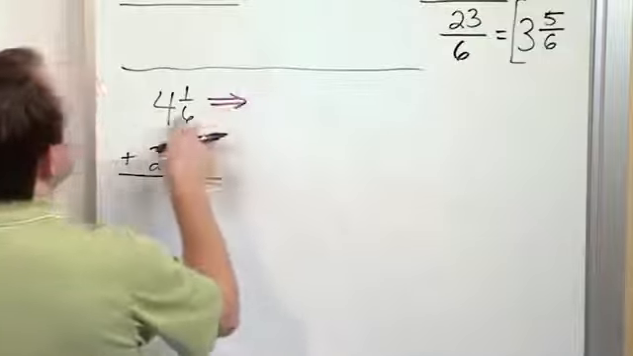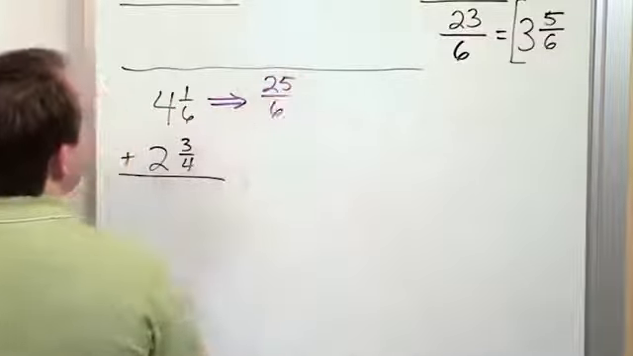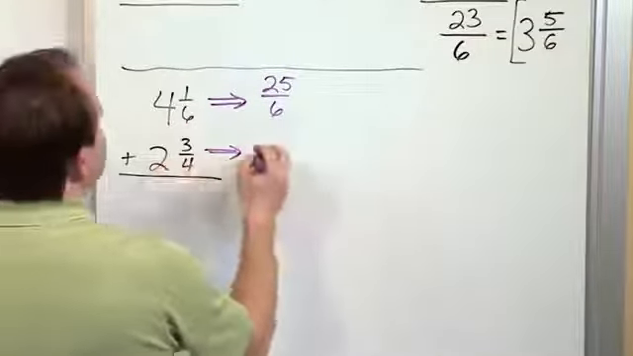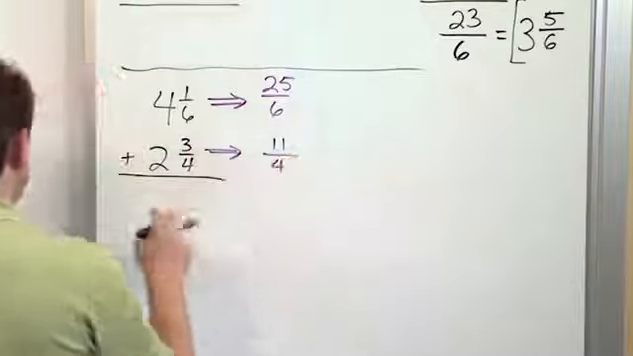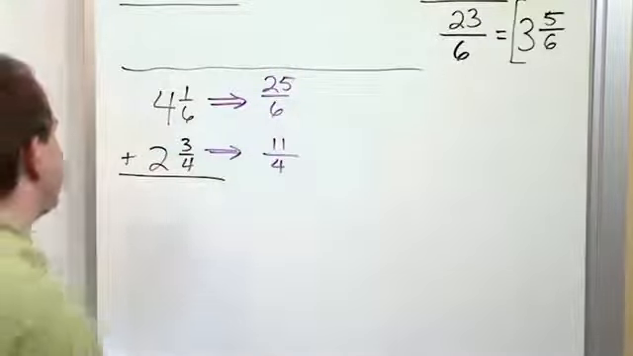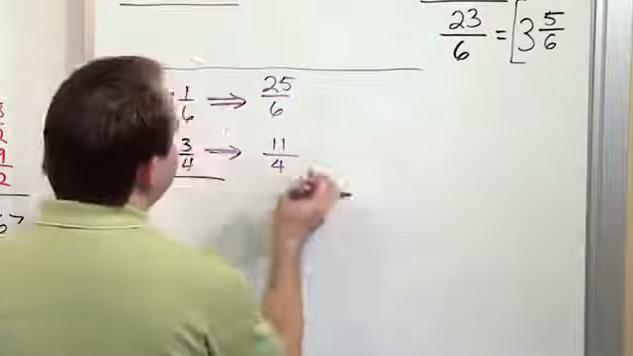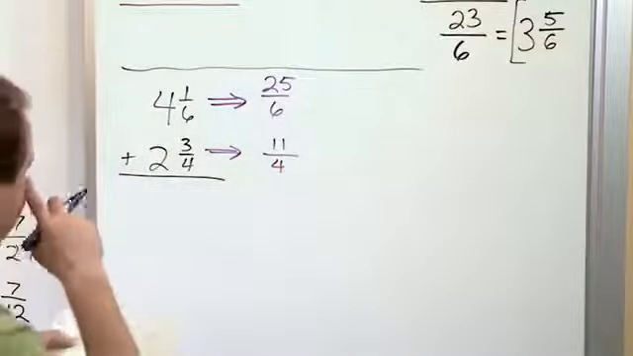This one, 6 times 4 is 24 plus 1 is 25, and we make it over 6 because that's a 6. This one goes 2 times 4 gives me 8 plus 3 gives me 11, and we make it out of 4 because this guy's a 4 down there. And now we want to add these, right? But we can't add these because we have a 6 and we have a 4, so we need to find some kind of common denominator.